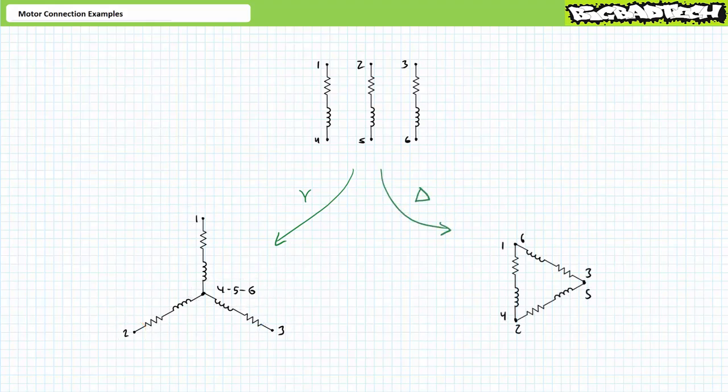Alternatively, when configured as a delta, terminal 4 is tied together with 2, 5 is tied together with 3, and 6 is tied together with 1. Primary voltage L1, L2, and L3 is connected to conjoined terminals 1-6, 2-4, and 3-5, where swapping any two applied phase sequences reverses rotational direction.